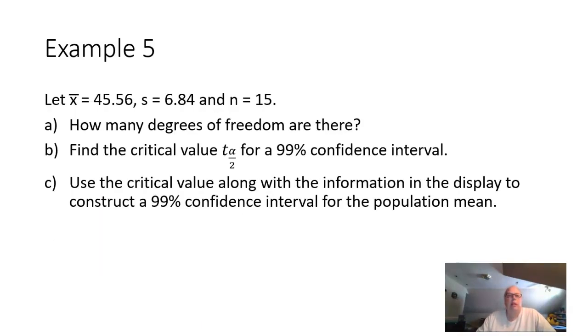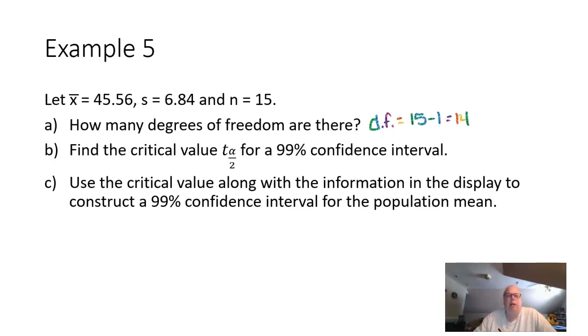Example 5, let x bar equal 45.56, s equals 6.84, and n equal 15. Part A, how many degrees of freedom are there? Well, the degrees of freedom, that's just n minus 1. So in this case, we'll have 15 minus 1, or 14 degrees of freedom.